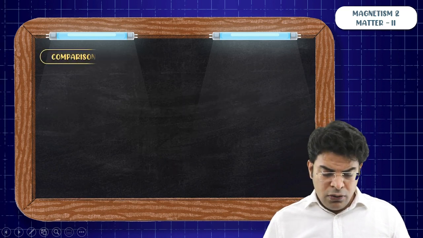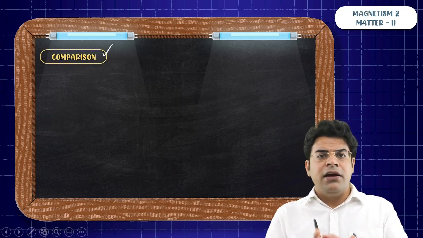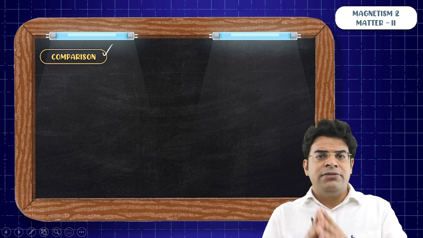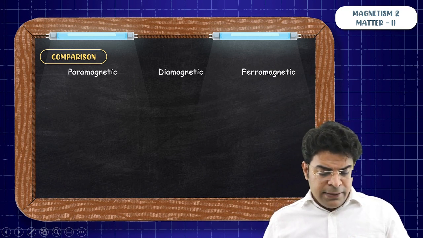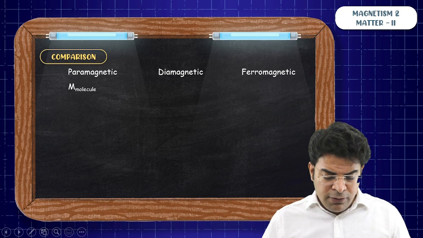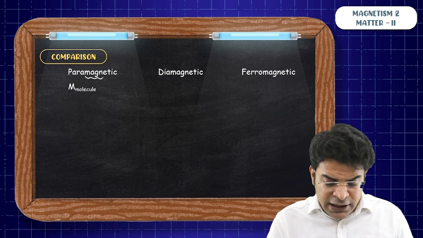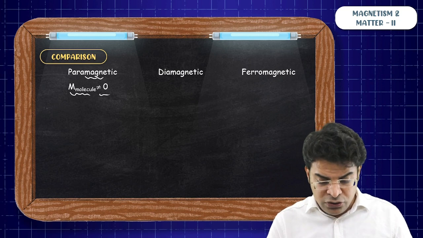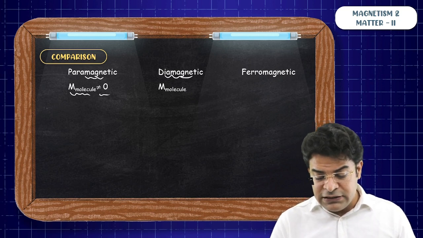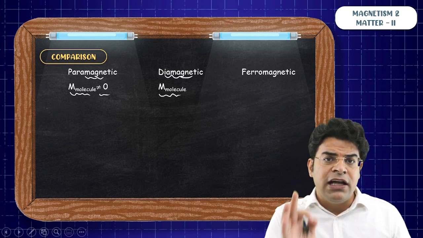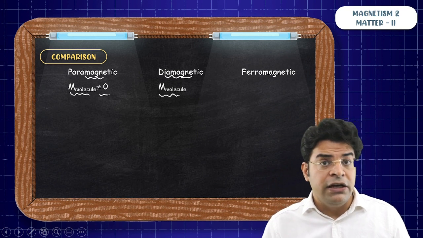Moving on now to a comparison of paramagnetic, ferromagnetic, and diamagnetic substances together. So let's get them here. First of all, let's talk about paramagnetic substances. In the case of a paramagnetic substance, the magnetic moment of each molecule is non-zero. In the case of a diamagnetic substance, the magnetic moment of each molecule in the absence of an external magnetic field is zero.